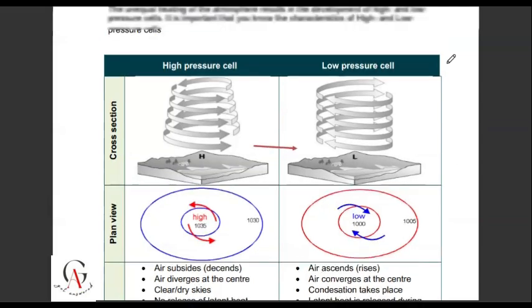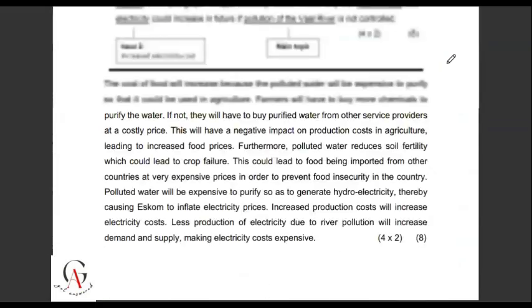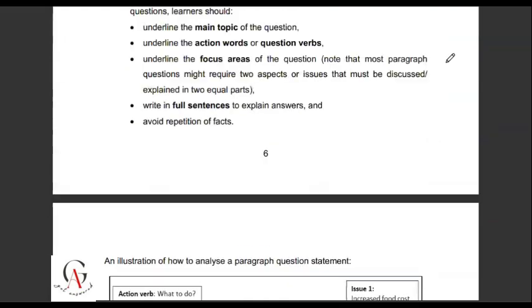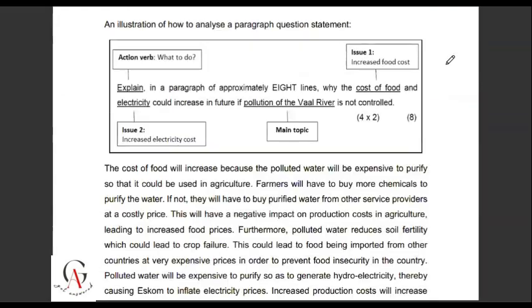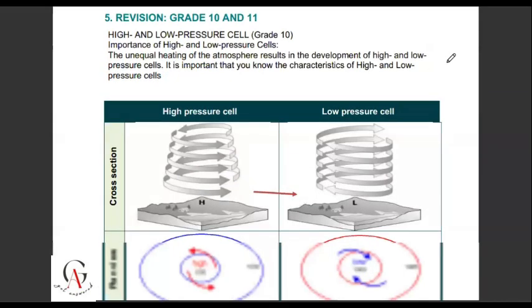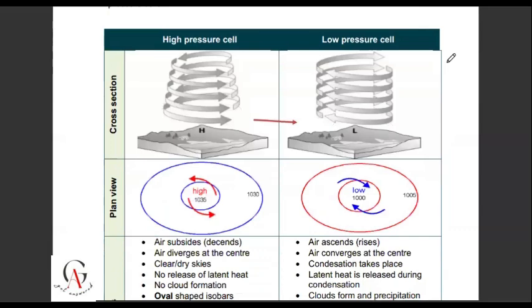Right. So we are going to start with the high pressure cell and the low pressure cell, the difference between those two pressure cells. Basically, we are going to differentiate between the two pressure cells in the southern hemisphere and in the northern hemisphere. Right. Because they are actually different according to the different hemispheres.